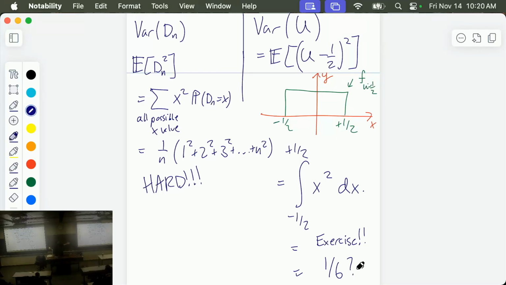So one side is very hard. The other side reduces to a simple calculus problem. This is why we learn calculus, so we can do these kinds of things and apply them in real life. Nice connection between your classes.